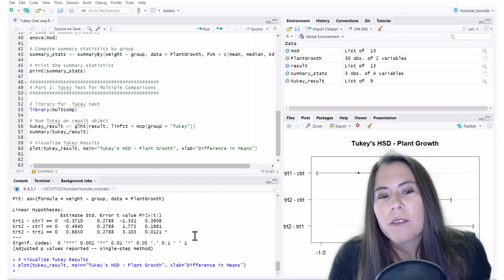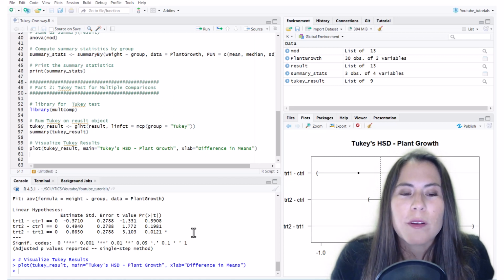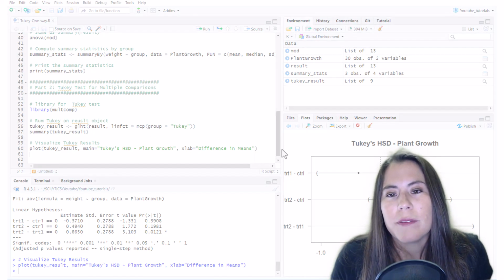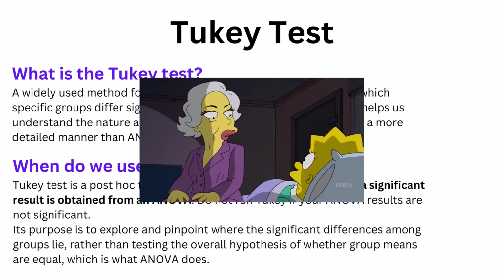So again, what we conclude is that we found significant differences in means between the groups, and specifically the ones that are very drastically different are the means of treatment two versus treatment one. Quick note about the Tukey test. If you run the ANOVA and you don't get a significant p-value, then you shouldn't run the Tukey test, because the Tukey test is a post-hoc test that assumes that you already had a significant p-value from the ANOVA. If you run it, it'll give you numbers and an output, but it's not going to make sense. It will turn out to be wrong.